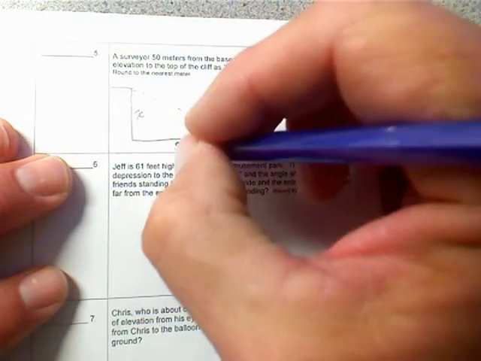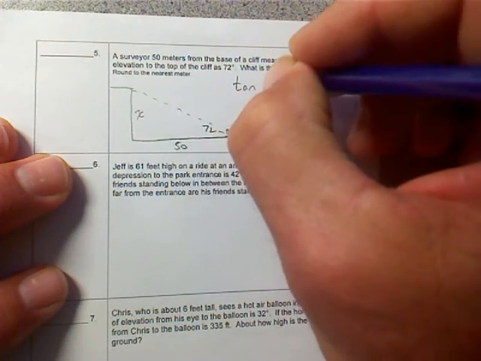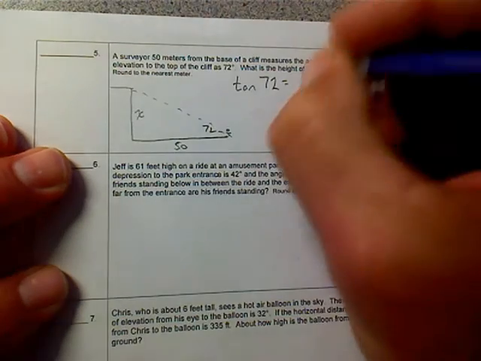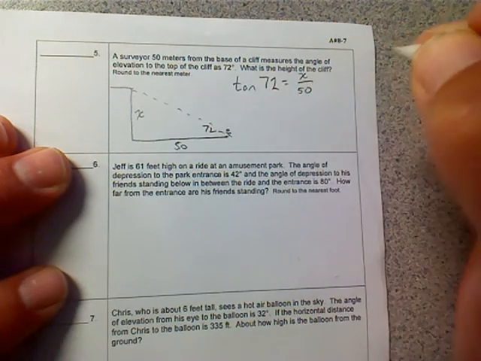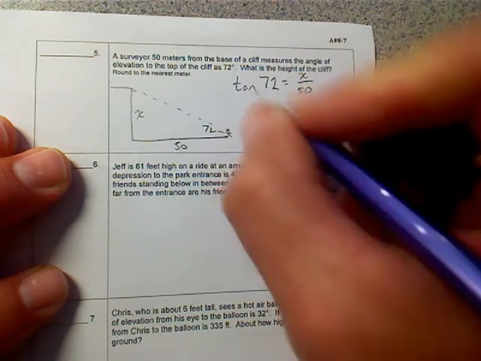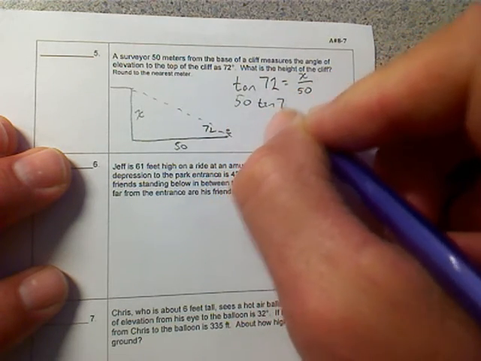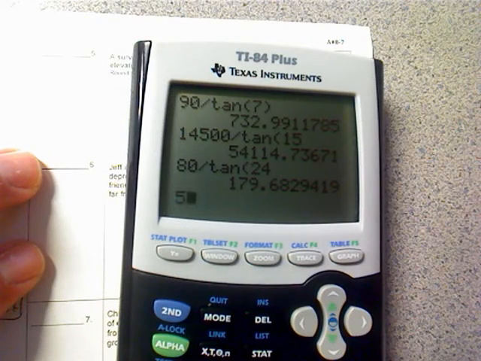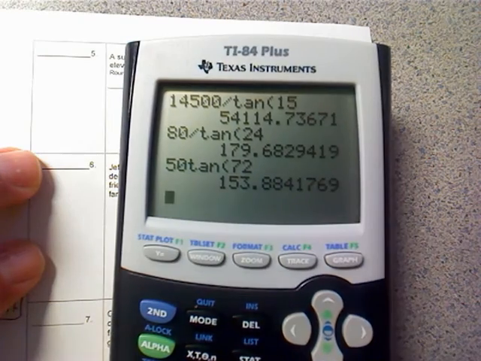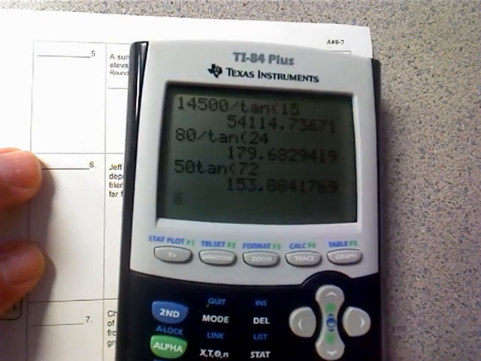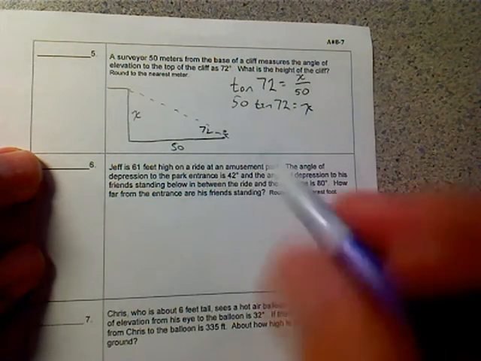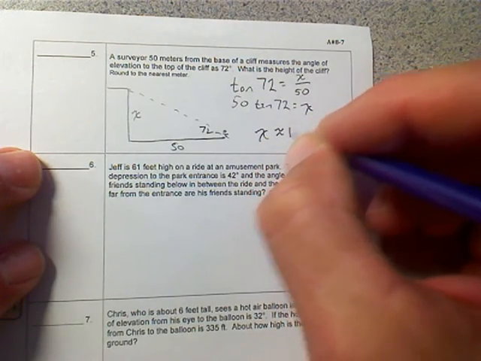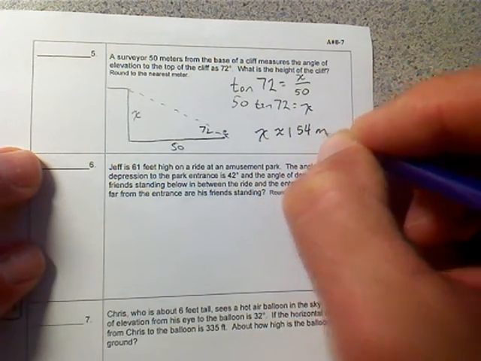Well, opposite and adjacent. We're seeing a lot of tangent problems here. So the tangent of 72 is x over 50. Multiply both sides by 50. So 50 times the tangent of 72. 153.88 or 154 feet. So, sorry, meters. Approximately 154 meters.